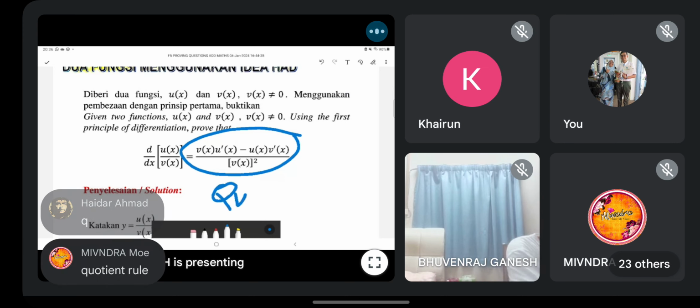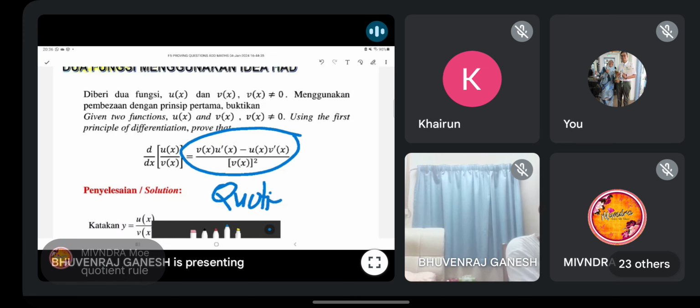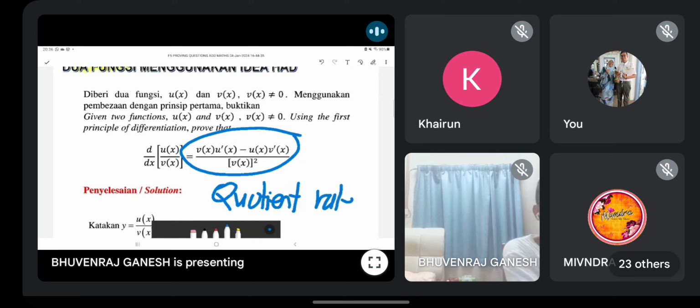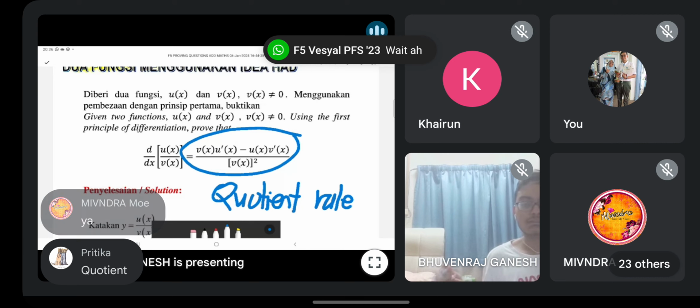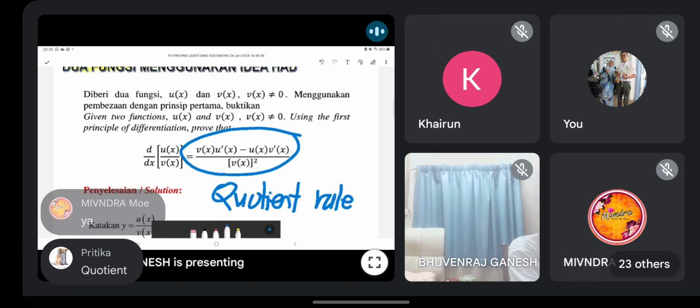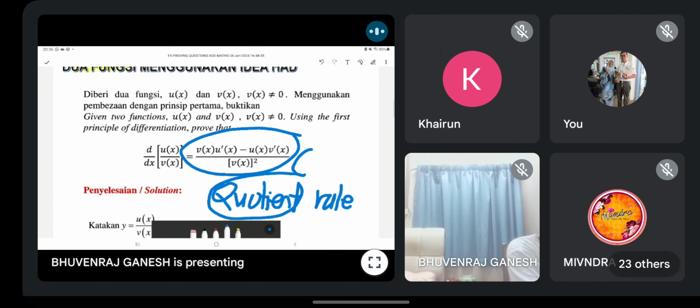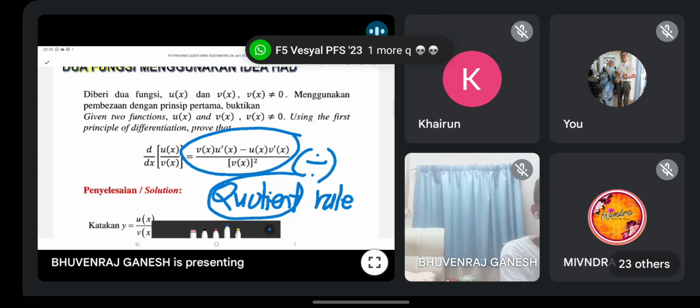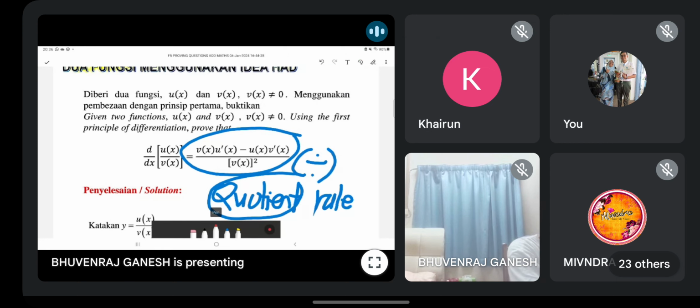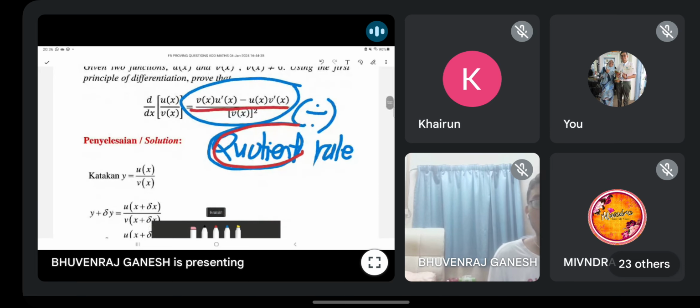Okay, quotient rule. In BM is petua hasil bahagi, right? If not mistaken, I think so lah. Okay, quotient in English mean divide. Whenever you see the word quotient is divide. That's why the formula here got a divide. Okay, everything has meaning one. That's why they call it quotient rule. Ada simbol bahagi. Quotient mean bahagi. Okay, so this is the easy way for you all to remember the formula lah.